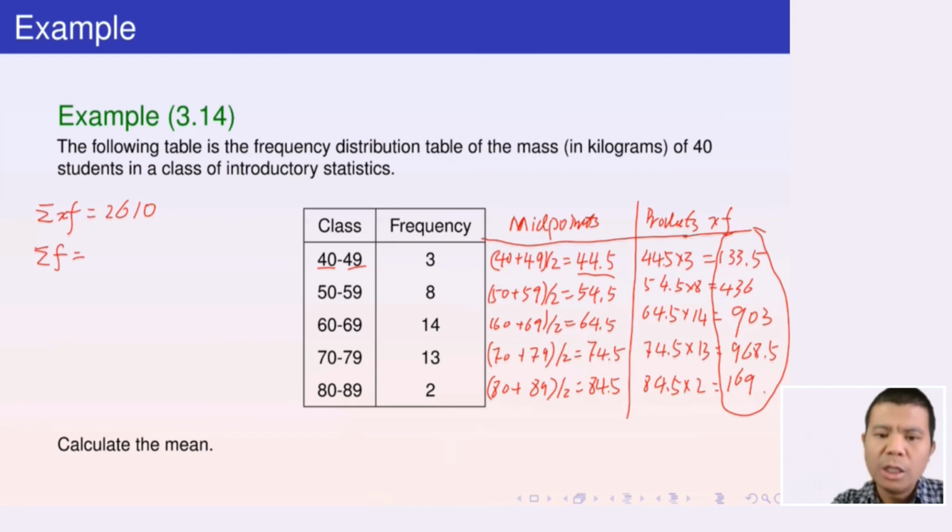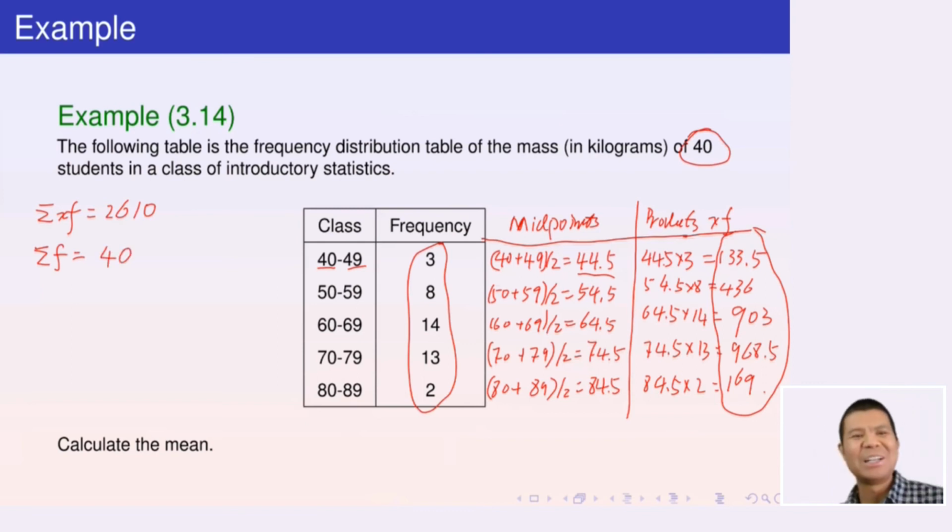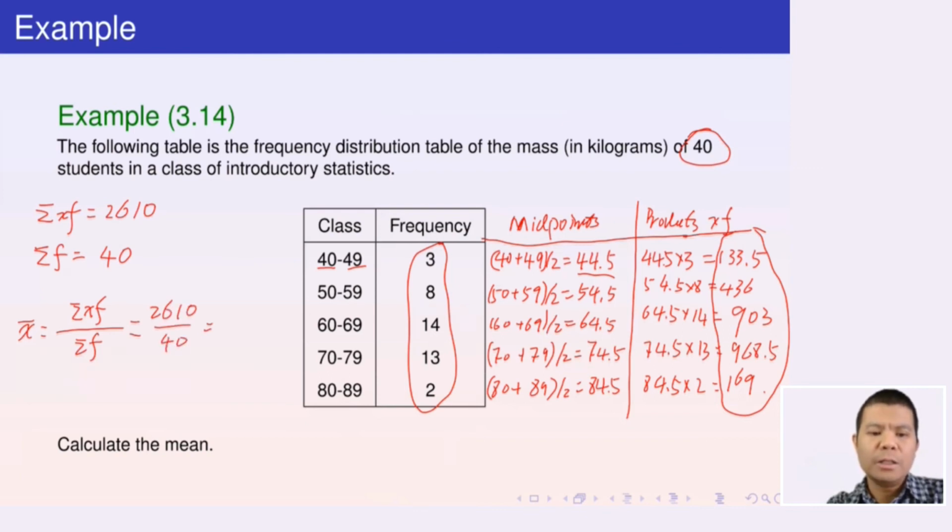and then we also need the summation of the frequency. That's the total frequency. We already know this total, it's 40. Very good. We got the summation of the products and the summation of the frequencies. Now, the mean is what? By the formula, the mean is the summation of the products over the summation of the frequency, so 2,610 over 40. What did you get?